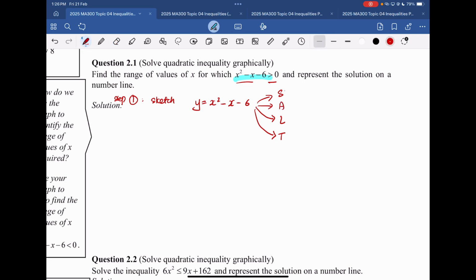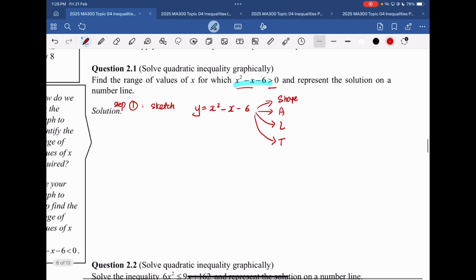S is for shape. Shape means is it a happy face or a sad face? This will help you look at the coefficient of x squared. If x squared is positive, it is a happy face. If x squared is negative, it is a sad face.